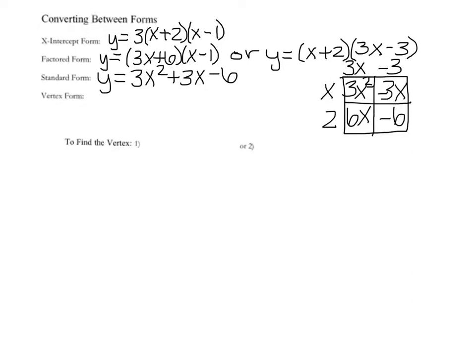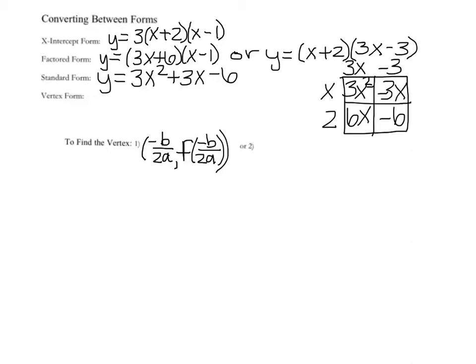Now, to put any of these forms into vertex form, we first have to be able to find the vertex. So right underneath where it says vertex form, you should have a spot that says to find the vertex, 1 or 2. We're going to learn two different methods for finding the vertex. The first is a formula. To find the x-coordinate of the vertex, you're going to use the formula negative b over 2a, and then you plug that back into your equation to find the y-coordinate of the vertex.